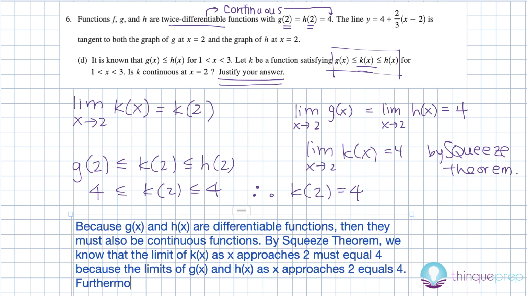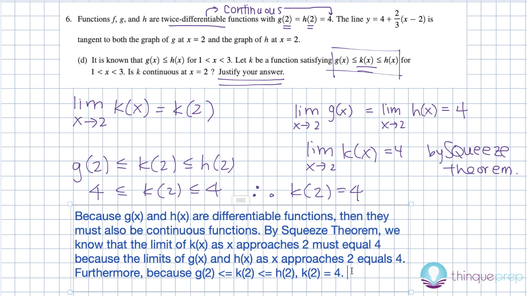Furthermore, because g of 2 is less than or equal to, obviously you'd write it the proper way, it's less than or equal to h of 2, k of 2 equals 4. Therefore, k of x must be continuous when x is equal to 2. I think some sort of explanation like that would get you the point for justification.